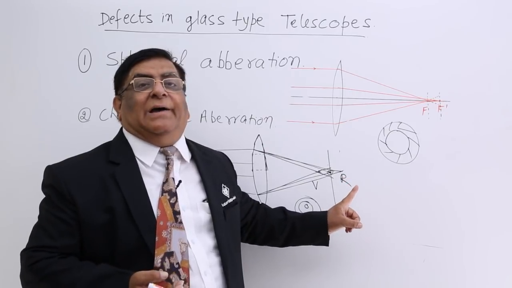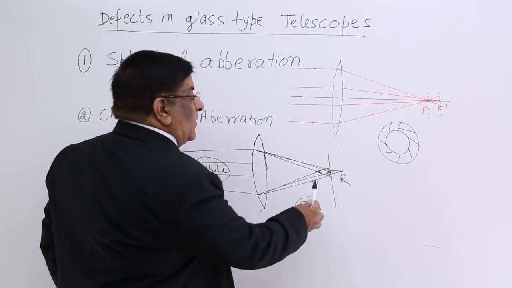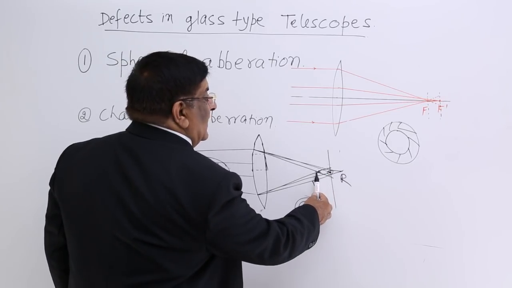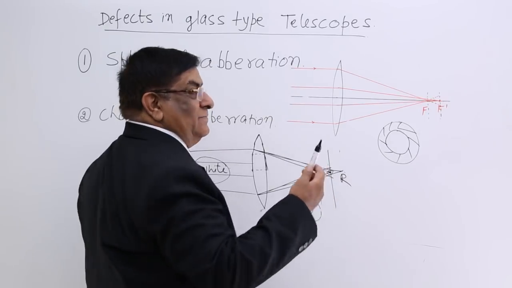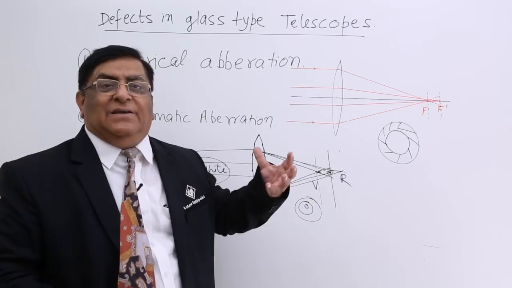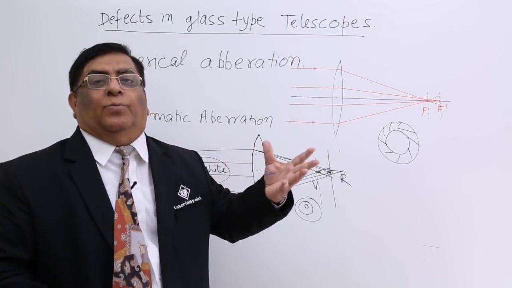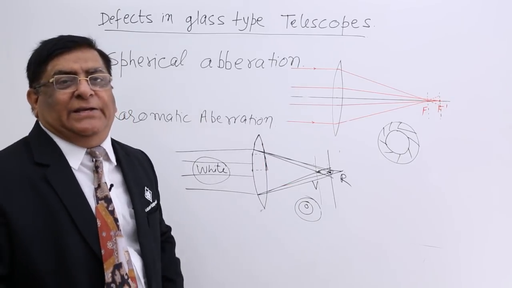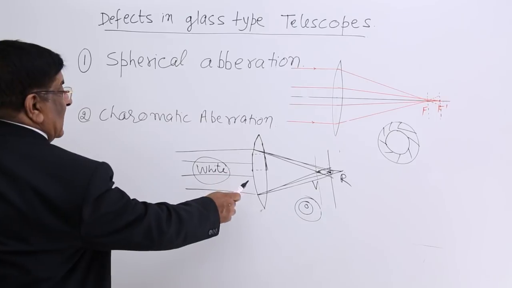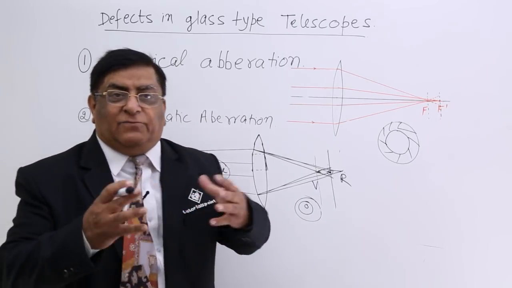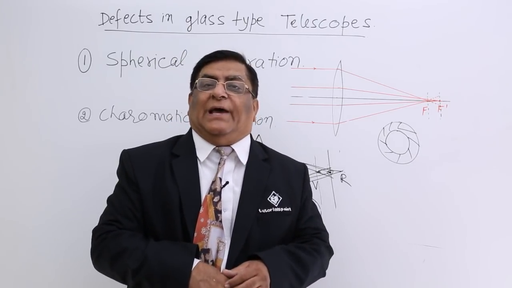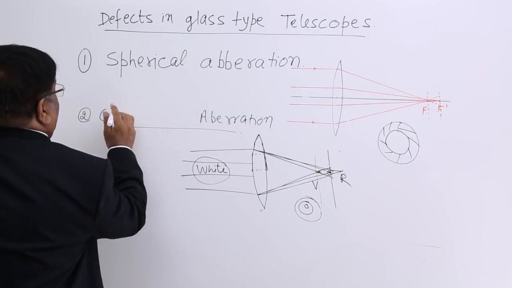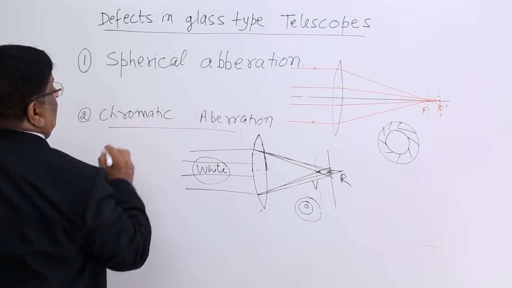So with this problem, I am not able to study the star correctly, because if I focus yellow, then I get a blurring of violet and red both. If I focus at violet, then there is a blur of red and yellow. This problem, of seeing a white object in different colors, is chromatic. Seeing a white wall with different colors, you won't feel comfortable because you know it is white. So this problem with the lens, that it divides white light into different colors, is known as chromatic aberration. So this is another defect, that is chromatic aberration.